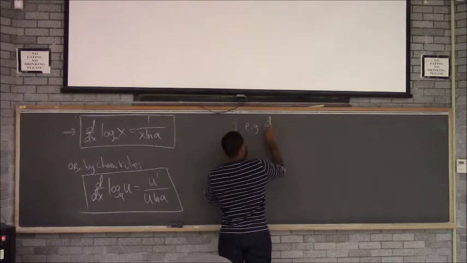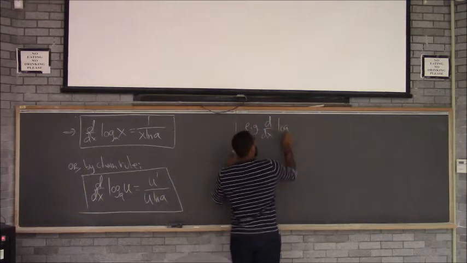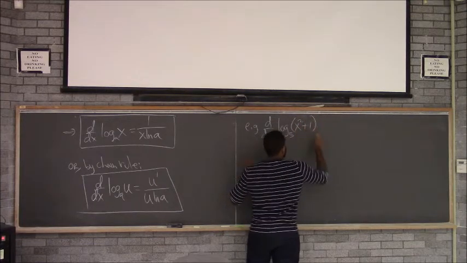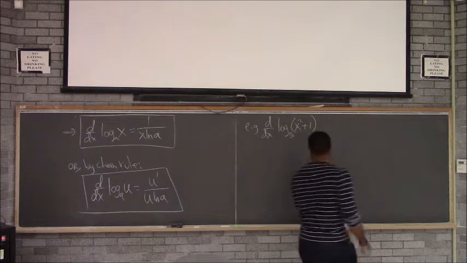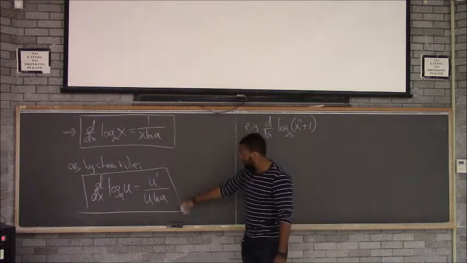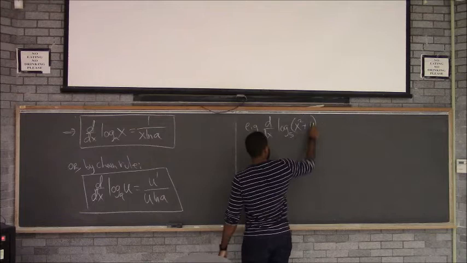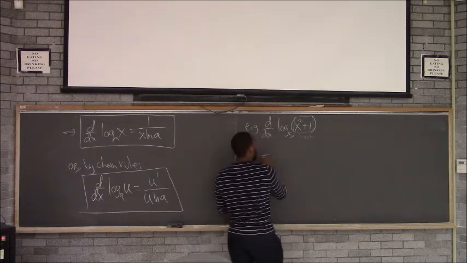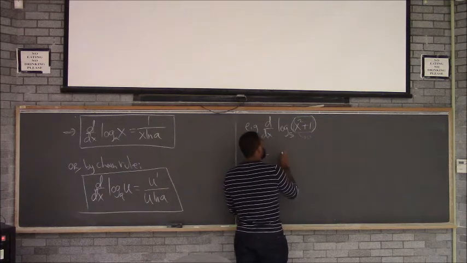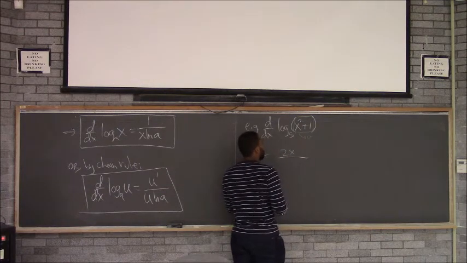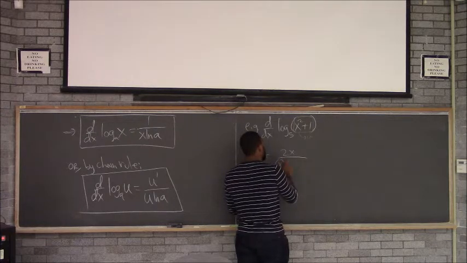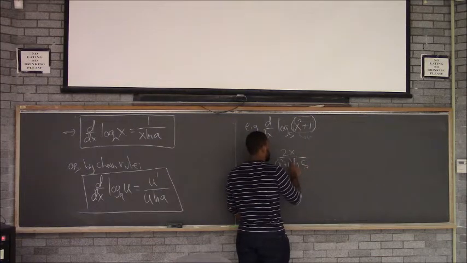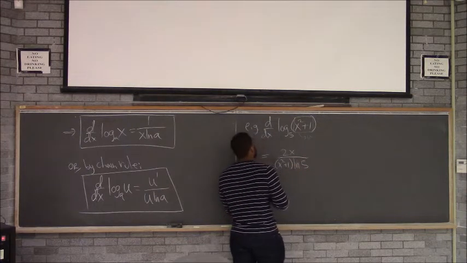What if I wanted to differentiate log to the base 5 of x squared plus 1? Then I would use this rule because I don't just have the x. This thing here is like my u. So I'm going to have u prime, which is 2x, over u, which is x squared plus 1, times ln of the base, ln of 5.